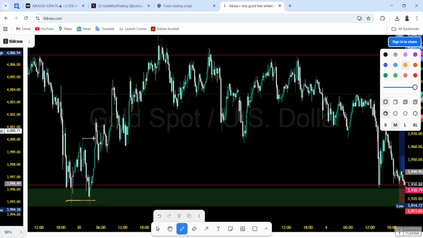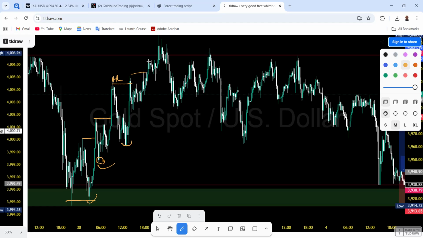Then it came and broke this structure. It retraced back here, continued, and broke the structure to form another high point here, and a low point. It pulled back. You remember, all these are strong and protected points. It pulled back, continued and broke the structure. It pulled back again, continued and broke the structure.